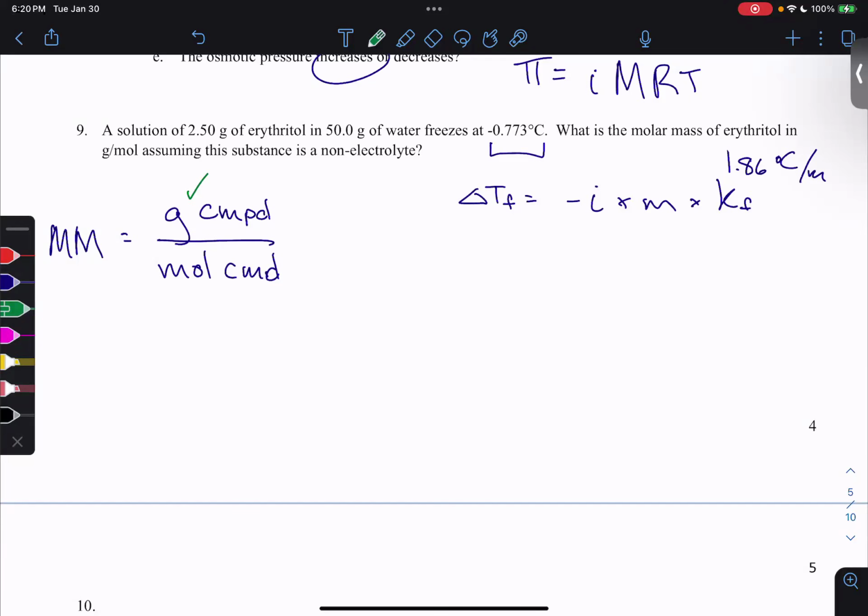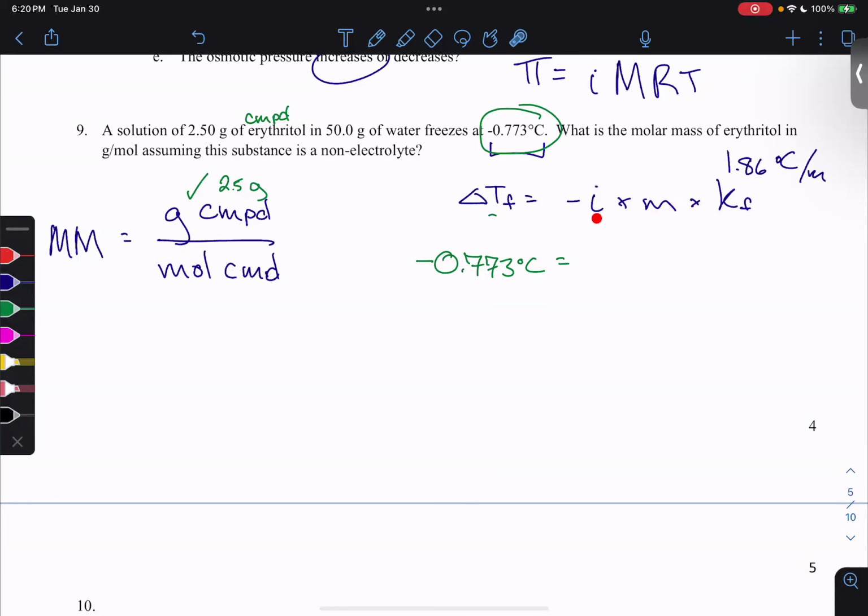So the grams of compound, what is it? Because there are 2 gram amounts here. Which one is it? It's the 2.5. This is the compound we're trying to figure out the molar mass of. So it's 2.5 grams. What is the molar mass of this compound if the solution freezes at this temperature? The temperature water typically freezes at is 0. So this value ends up being the freezing point depression because we're just subtracting from 0. So freezing point depression is negative 0.773 degrees Celsius.